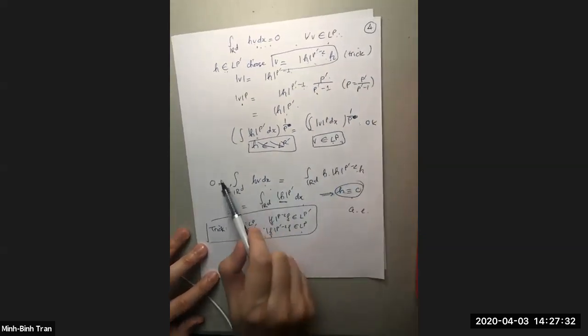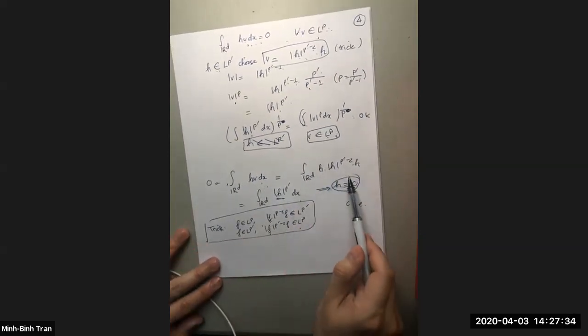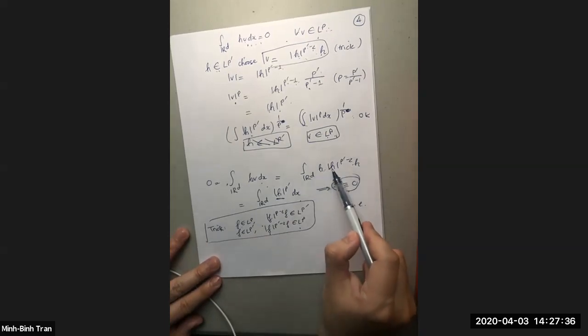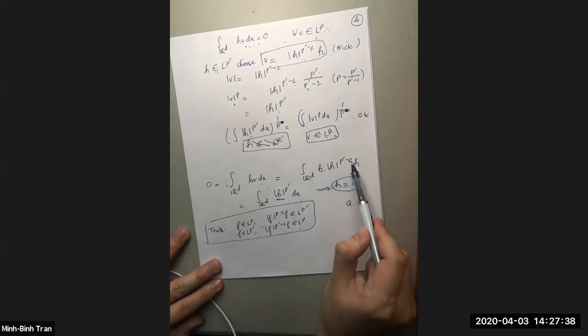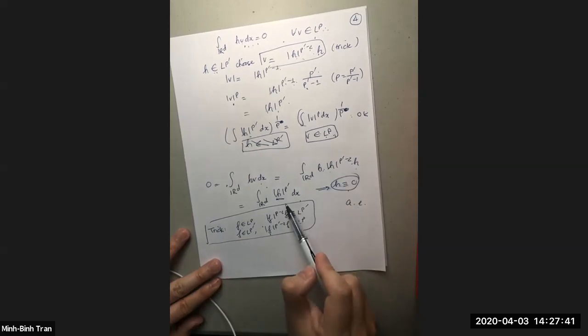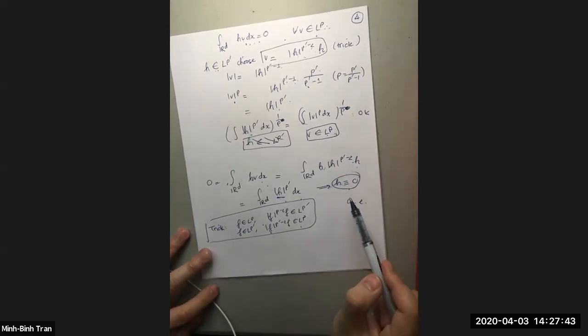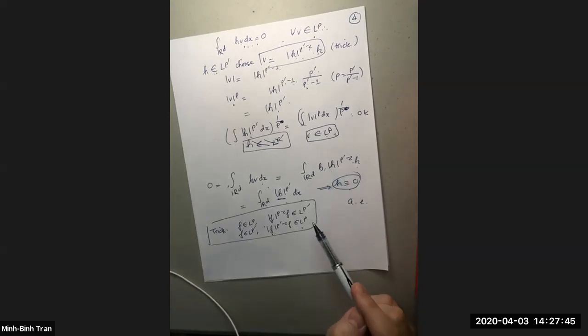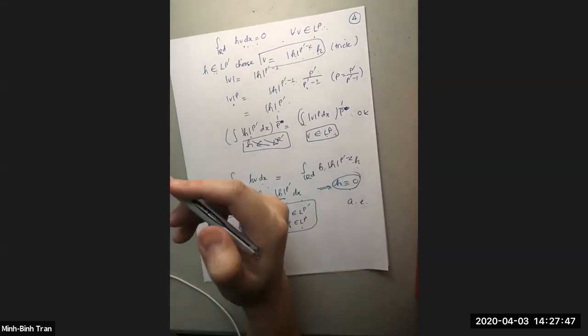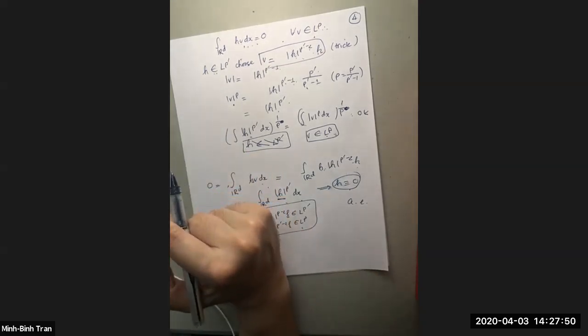So you plug this V into this expression, you get |H|^p', meaning that H has to be 0 almost everywhere. So we prove the Riesz theorem. It's clear? Any questions?